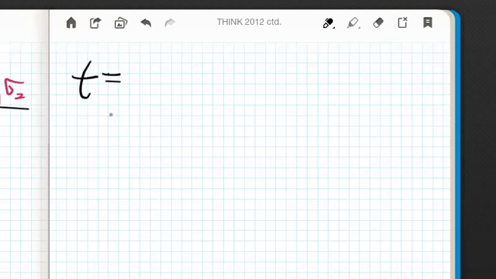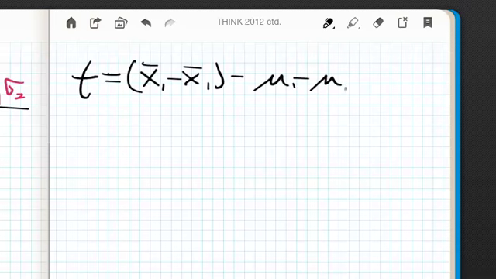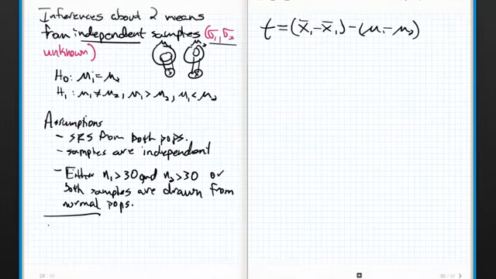All that we're going to do is take the mean from the first sample minus the mean from the second sample. From that, we're going to subtract the population mean, or what we suppose that it is, from the first, and the population mean from the second. And remember, those always come from your null hypothesis.